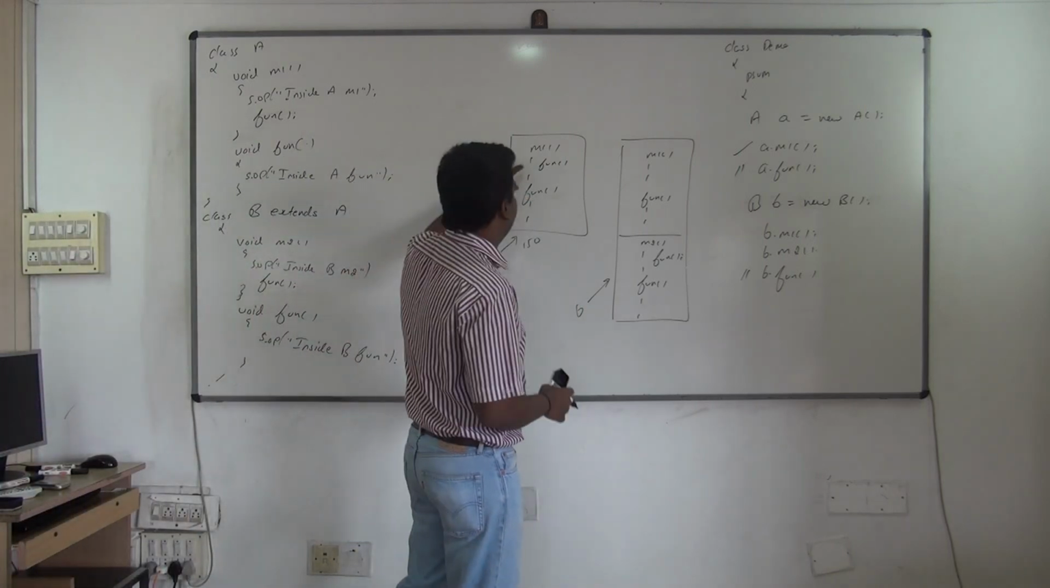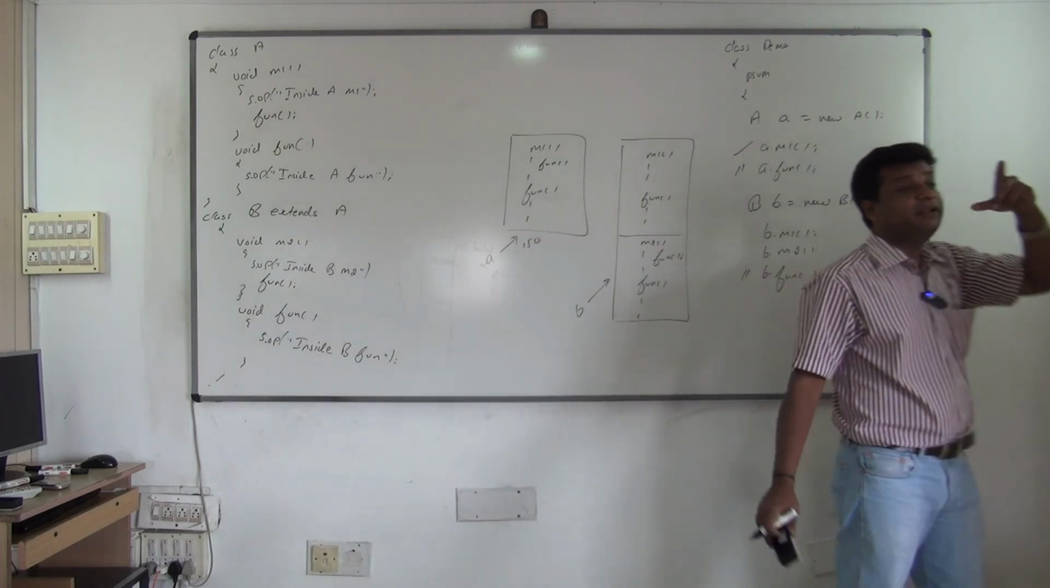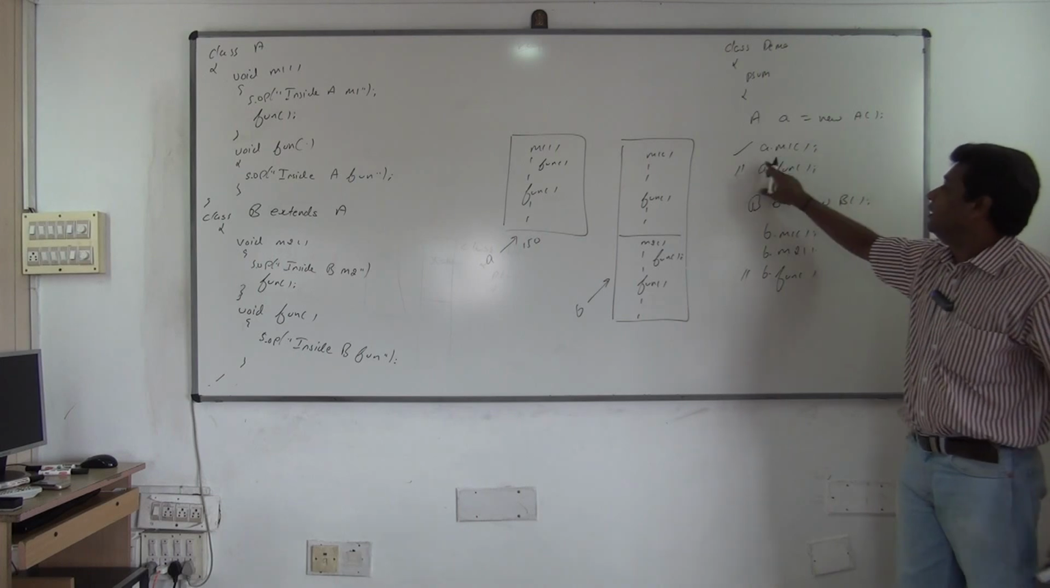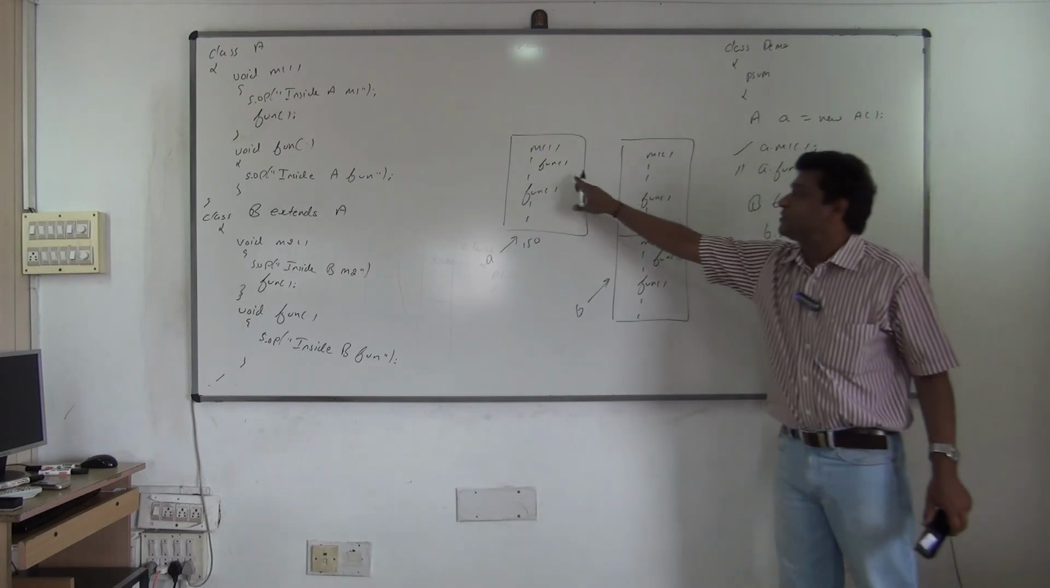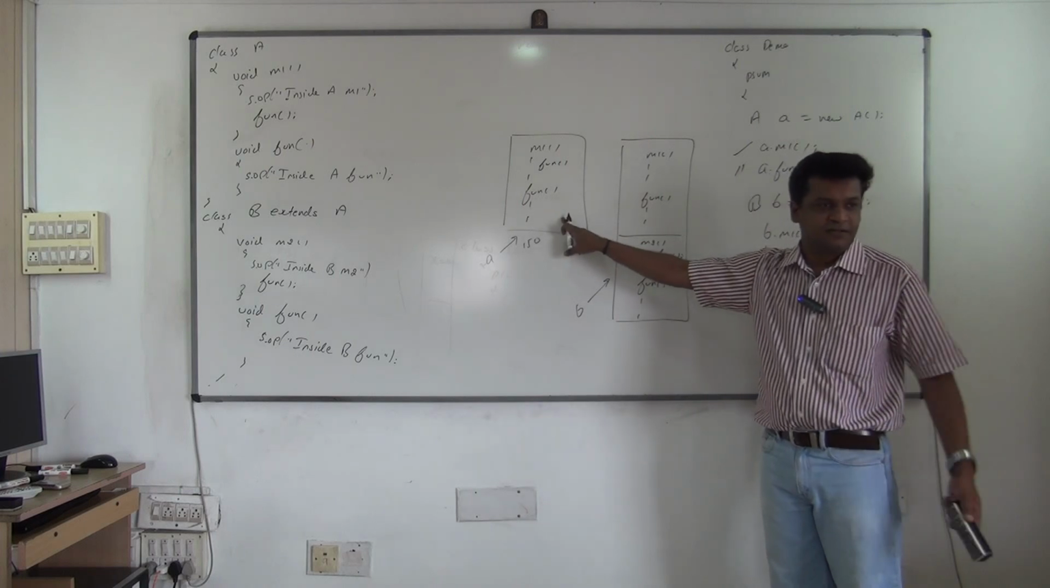Now we are calling fun in M1 also. So let's see. A is equal to new A, M1. So the A object is created. Fun has to execute. Which one will execute? Same class. Here no problem for us.